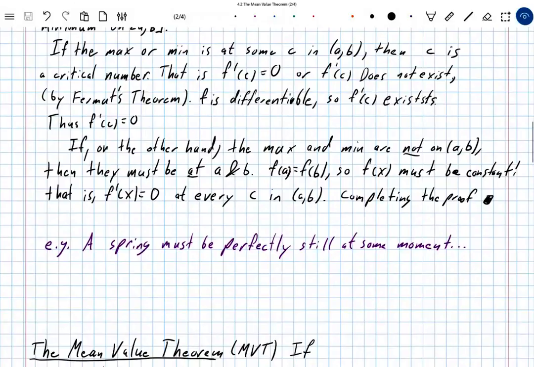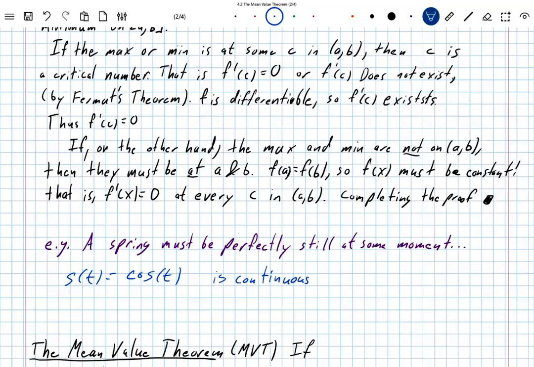One more quick example of what this means. Rolle's theorem tells us that a spring, think of something going up and down over and over again, must be perfectly still at some moment. Why is this? Well, usually we'd say that the motion of our spring is some trig function, like cosine of t. But all those waves, those sines and cosines, those are all continuous and differentiable. And more than that, they're periodic.